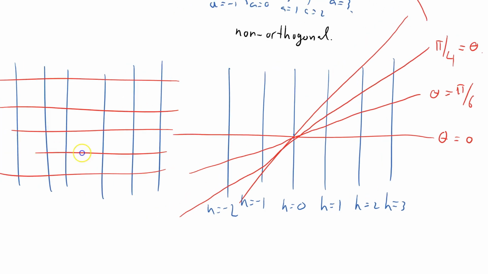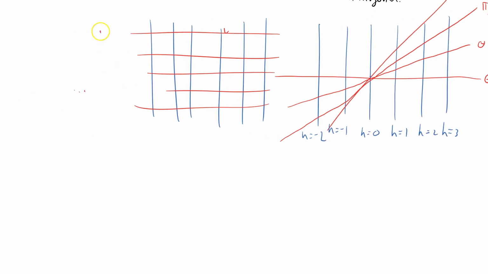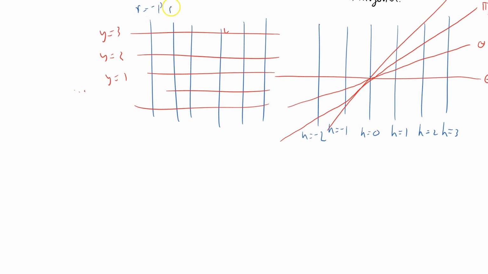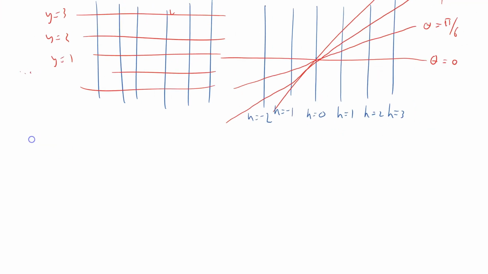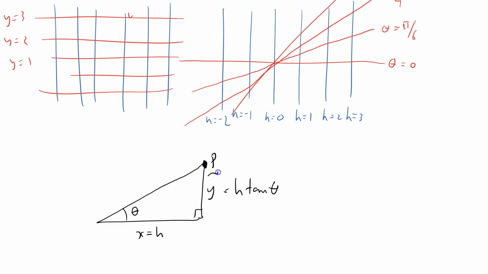So we've got this nice little system here. The red lines are lines of y equals 3, y equals 2, y equals 1, and so on. And these blue lines here are x equals -1, x equals 0, and so forth. So what's the relationship between these two? Well, we've got this very nice little right-angled triangle. That angle there's theta. This is x, which is of course equal to h, and that's y, which equals h tan theta for this point P.